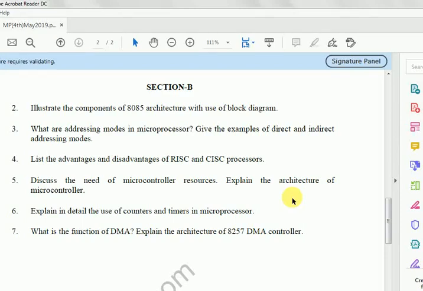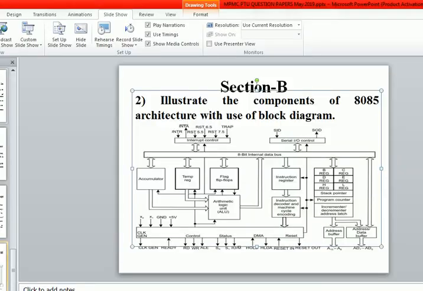Hello everyone. In the previous videos we were discussing the MPMC PTU May 2019 paper. We have discussed all the questions of section A. So now we will be discussing section B. We will be starting with the second question, that is the components of 8085 architecture with the use of a block diagram. So first of all we will start with this question.